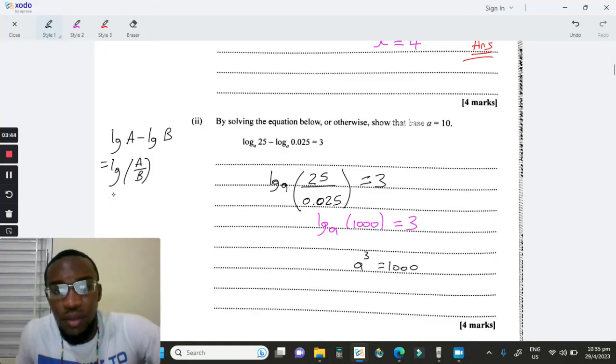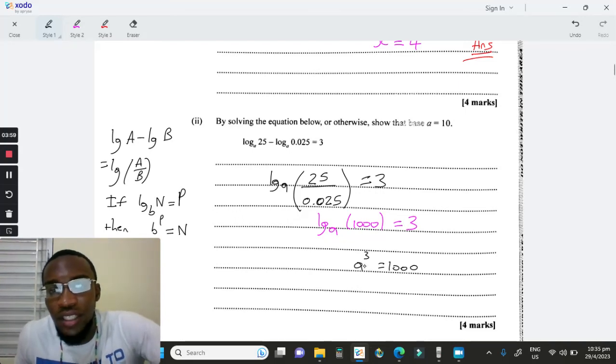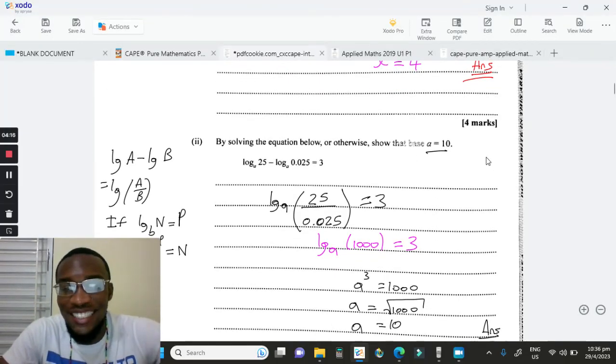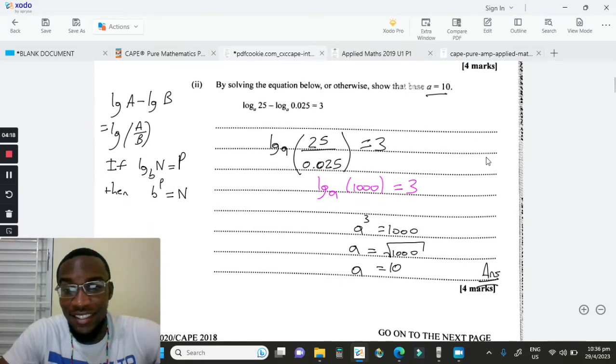The rule we have to remember is if in the form log of the base of a number equals a power, then the base to the power is equal to the number. So the base a to the power 3 equals 1,000. We can then cube root both sides. So a is now the cube root of 1,000, which is 10. That's it. So we do the proof. 4 marks again for that. Easy. So we got 8 easy marks. Nothing too ridiculous.